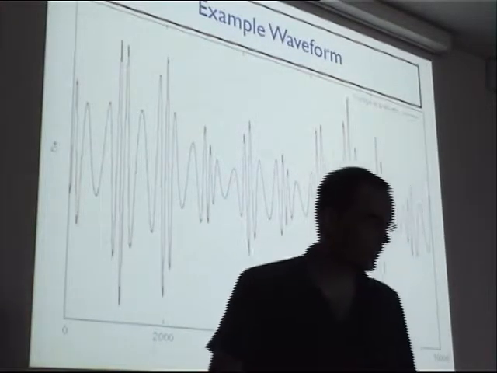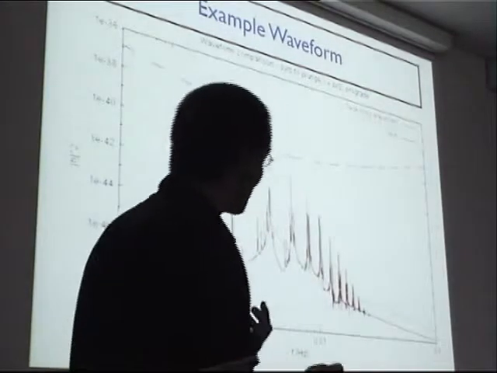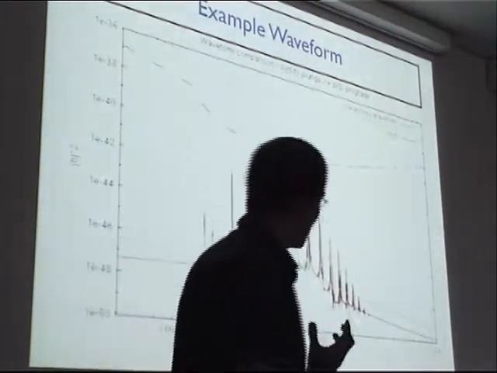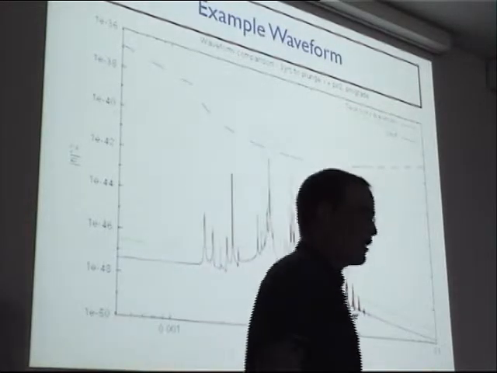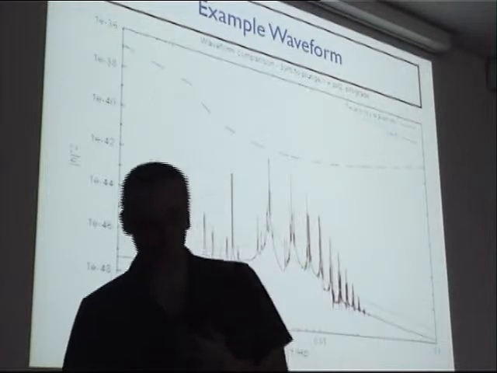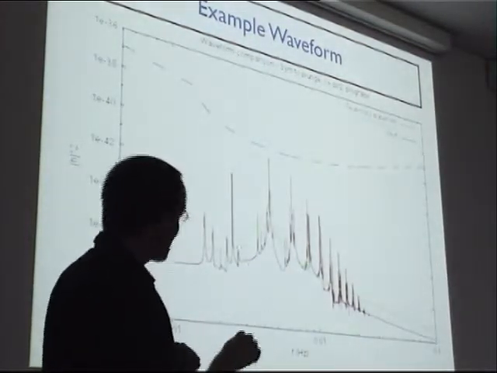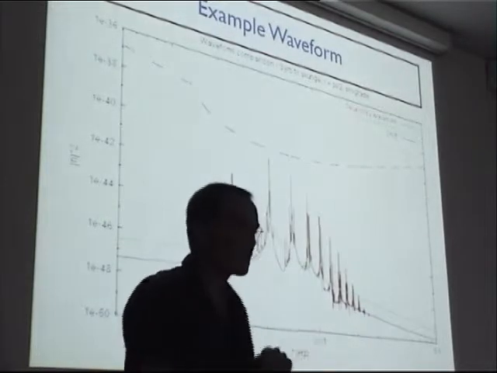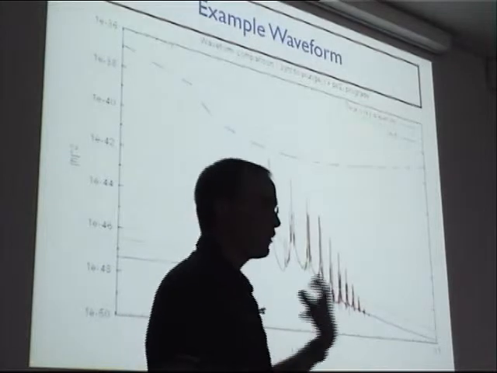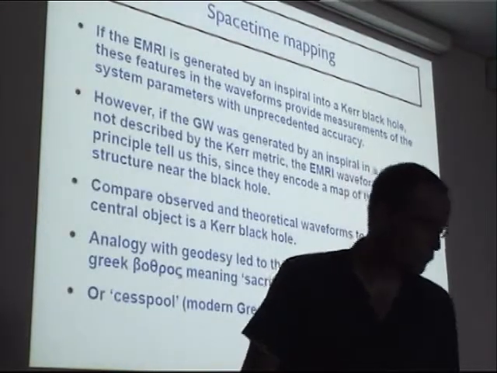If you do a Fourier decomposition, even for a circular inclined orbit, you see many harmonics of the frequency. As Kurt said, we know that the waveform will consist of harmonics of these three fundamental frequencies, but you actually get a very complicated structure. And the frequencies of these harmonics and their relative amplitudes all encode information about the space-time.